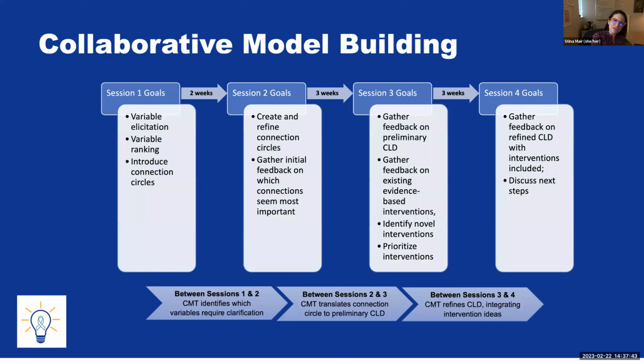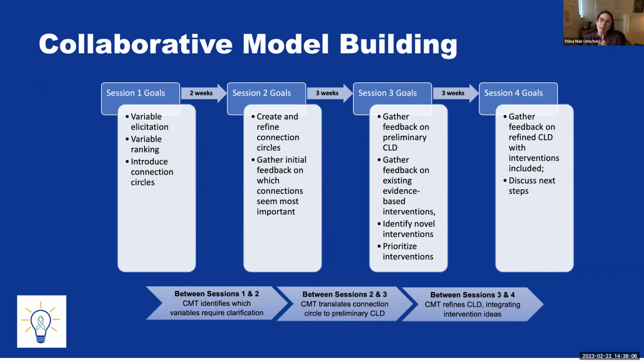This is what the 4 sessions look like. It's 4 2-hour sessions together. The goal of session 1 is that we are basically eliciting variables. So we're asking, what are the causes of alcohol-involved sexual violence? And what does alcohol-involved sexual violence cause? So both before and after, from a causal perspective.